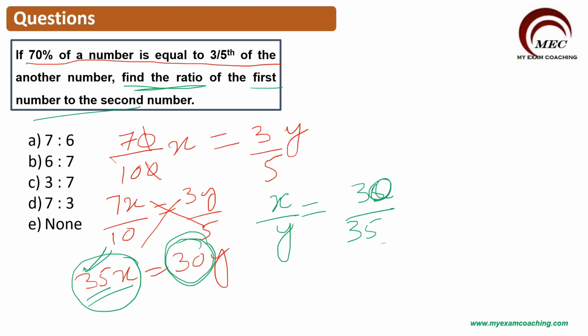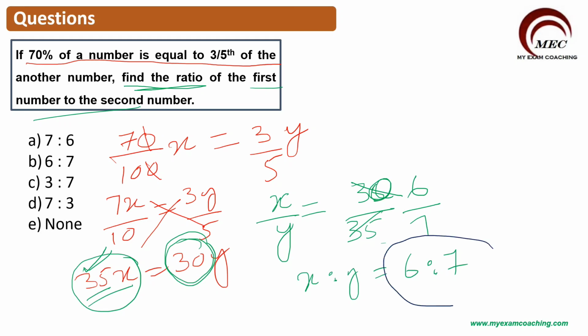So you can cut this. In here, 5 will go 6 times. Here 5 will go 7 times. So x by y is equal to 6 by 7. So we want the ratio x is to y. x is to y is equal to 6 is to 7. So accordingly you can mark this is the correct answer. So from 6 is to 7, answer B. Answer B is the correct answer.